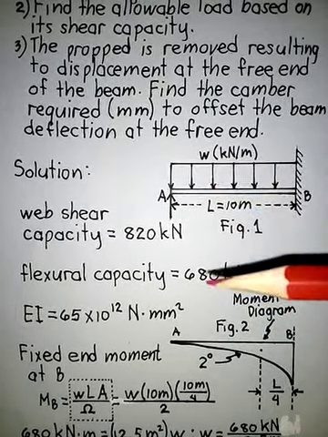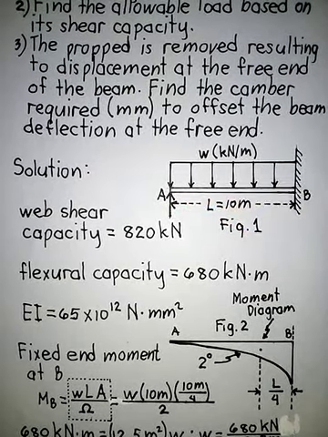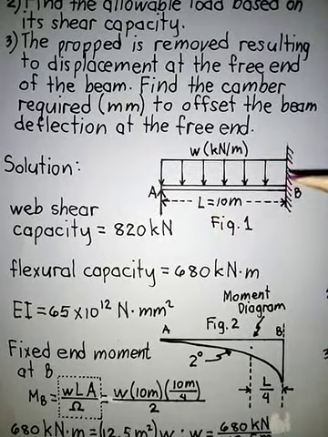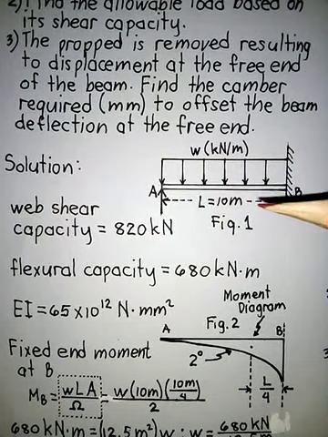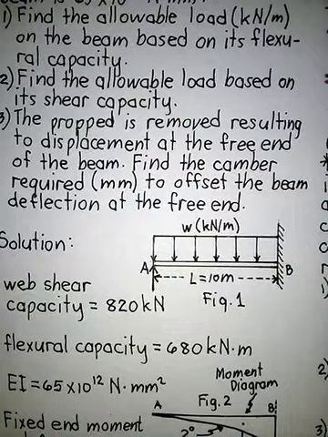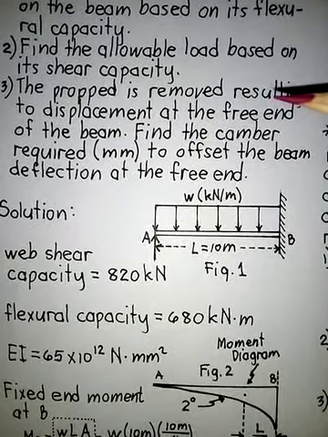So, let's start with the solution. Here we have the figure of beam AB, with A at the pre-end and B at the fixed end. It has a uniformly distributed load, and the length of the beam is 10 meters. We are asked to find the allowable load in kilonewton per meter on the beam based on its flexural capacity. The flexural capacity of the beam is here, 680 kilonewton meter.